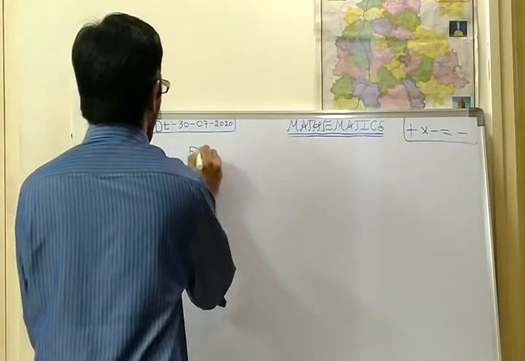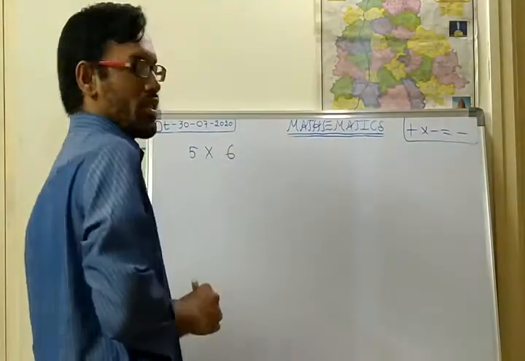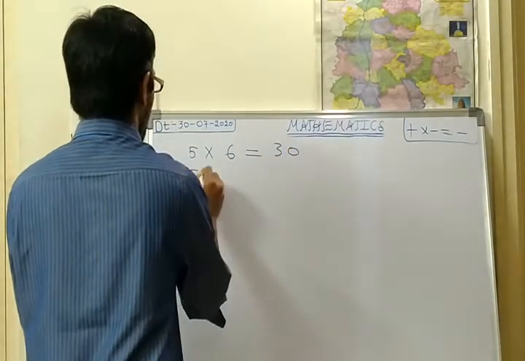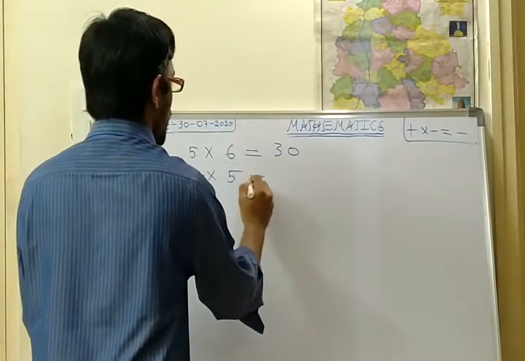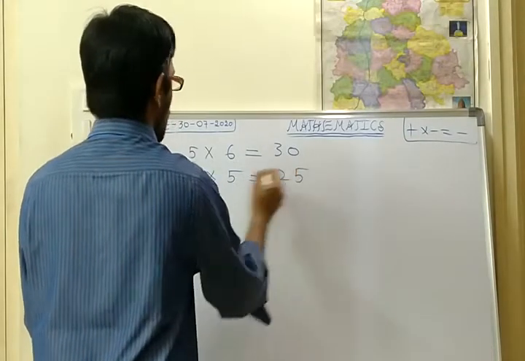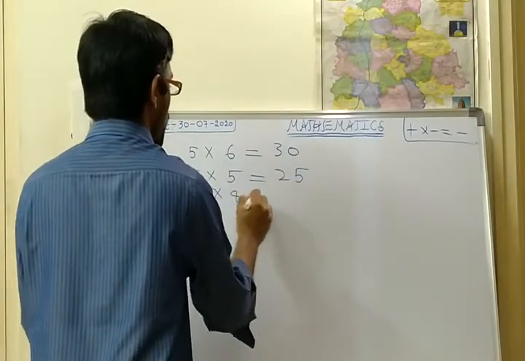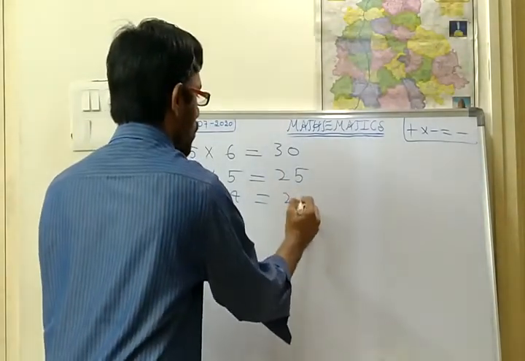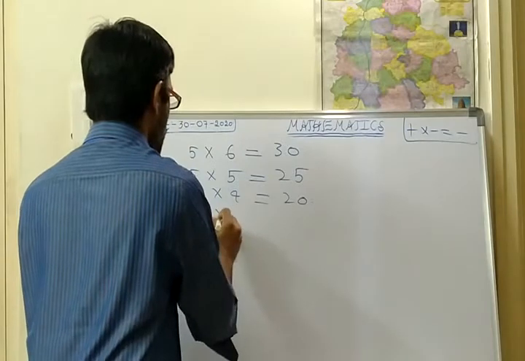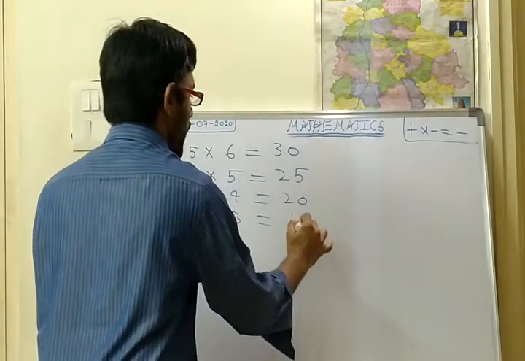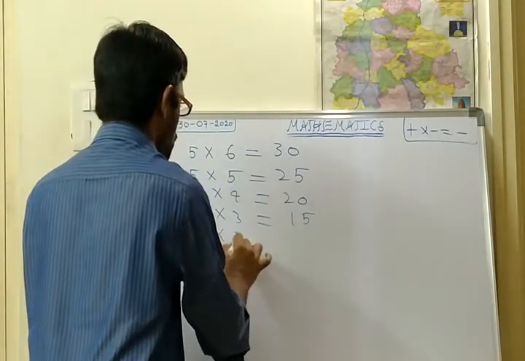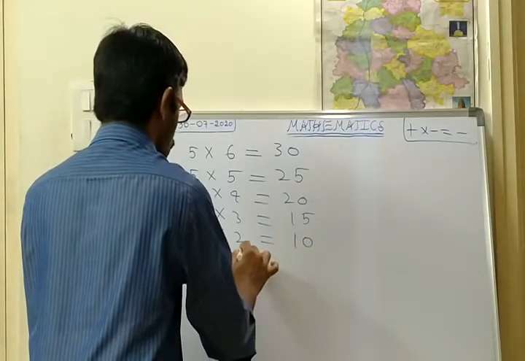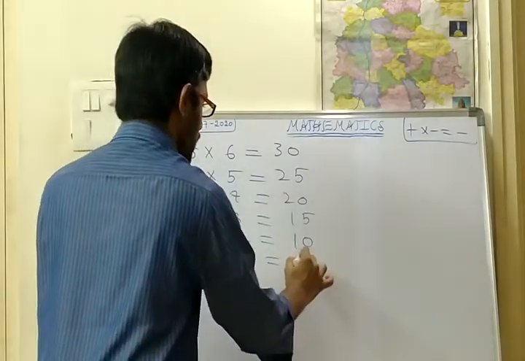Suppose I am writing 5 into 6. What is 5 into 6? 5 into 6 is 30. Next, 5 into 5 is 25. Next, 5 into 4. As you know the multiplication tables, you can write 5 into 4 is 20. Next, 5 into 3 is 15. Next, 5 into 2 is 10. Next, 5 into 1 is 5.